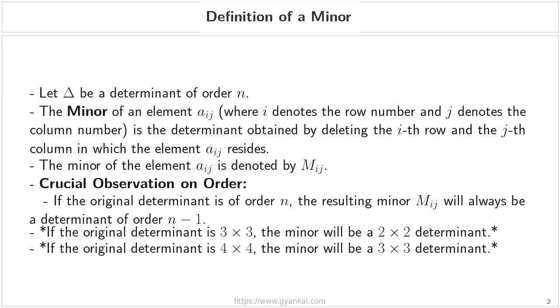To put this into perspective, if you are working with a 3x3 determinant, your minor will always be a 2x2 determinant. Similarly, if you start with a 4x4 determinant, your minor will be a 3x3. Always keep this reduction in mind as we move to the next slide to see the actual process in action. Now that we know why minors are so important for simplifying large matrices, let's dive into the formal definition.